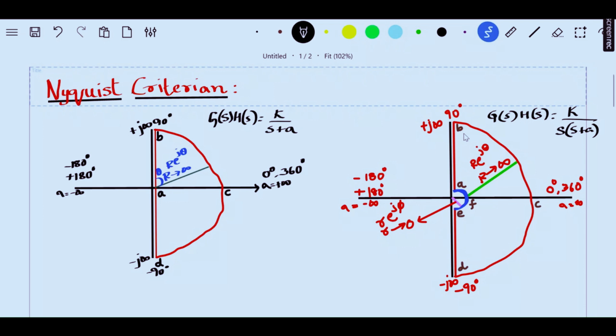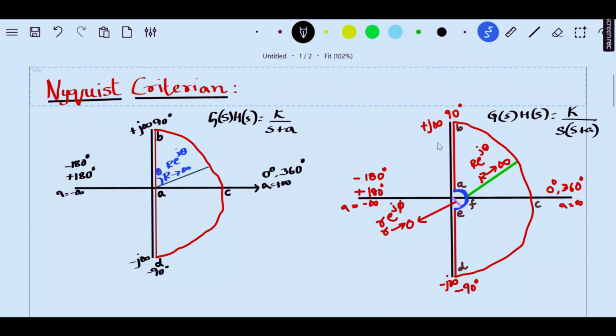Hello students, I hope before watching this video, you have watched a video on root locus construction and also Bode plot construction to comment on the stability of any control system. I hope you have understood root locus and Bode plot. Now in this video, we are going to learn how to plot a frequency response based on the Nyquist criterion.